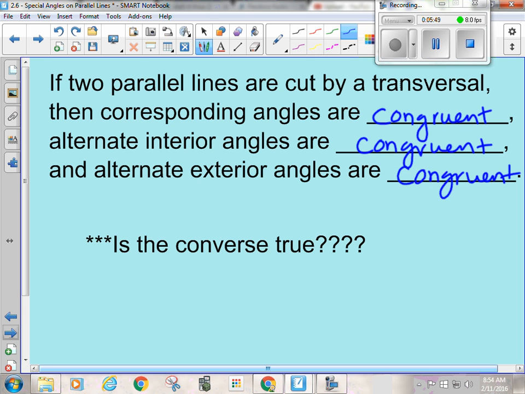So, is the converse true? Could we say that angles that are congruent are alternate exterior or alternate interior or corresponding? Well, no. We have lots of angles that are congruent, but that does not necessarily mean that they are corresponding, alternate interior, or alternate exterior. They can't be all of them at once.